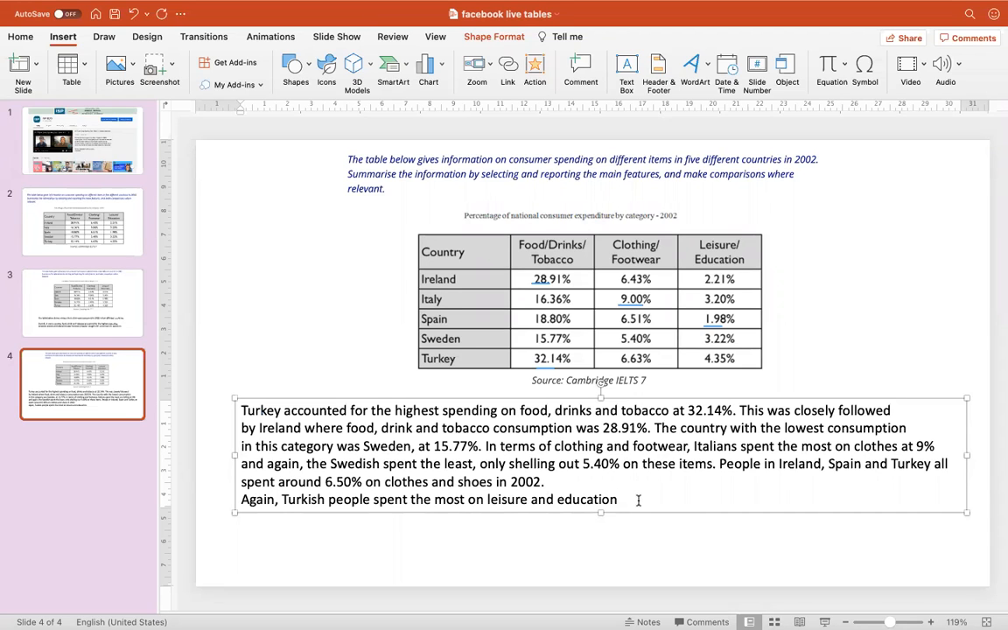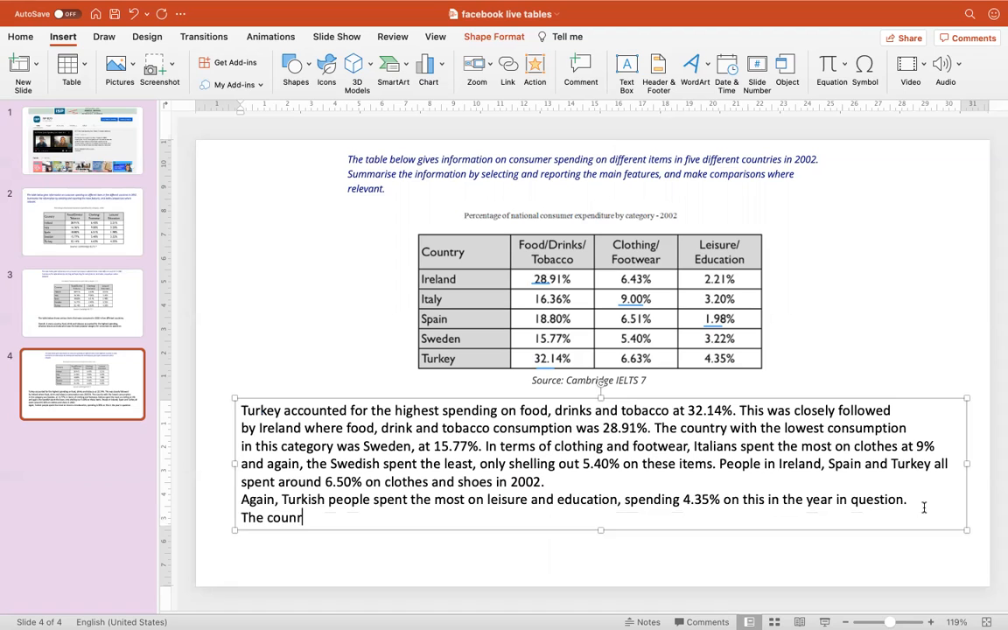Turkish people spent the most on leisure and education, spending 4.35% on this in 2002. In the year given, let's just, instead of saying 2002, we said it already here. In the year in question. Okay, let's change it. Let's not repeat 2002.